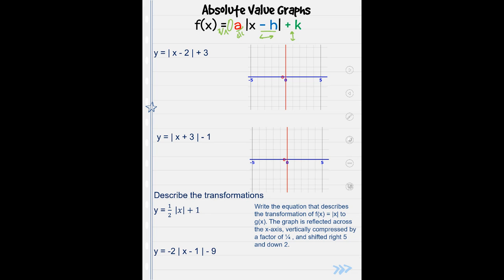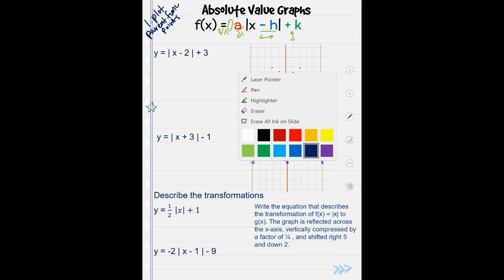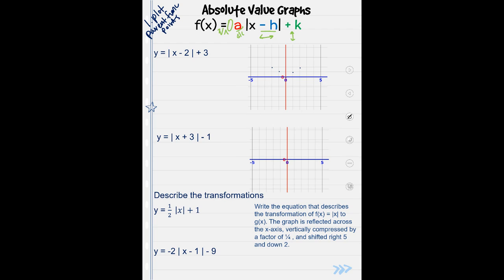So how we're going to do this is we are going to first plot your parent function points on each one of these. And remember, flip back to the other side of this page or go back to that other video. That was 0, 0, 1, 1, and 2, 2. I'm just going to plot them. I'm not going to draw my lines because that's not what we're looking for. Our second step is we are going to move each point by your transformations.